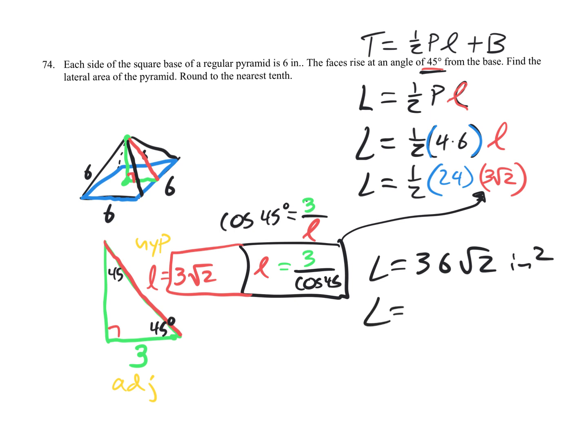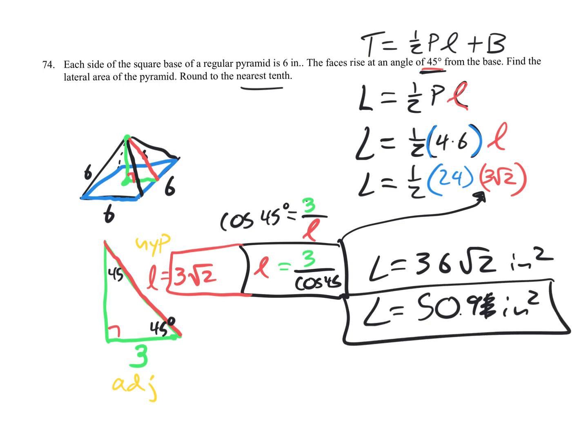But if I needed a decimal, I could plug that in and get 50.91. I'm just rounding to 2 decimals. Oh no, round to the nearest tenth. Never mind, I want to do that. So 50.9 square inches. And that's it.